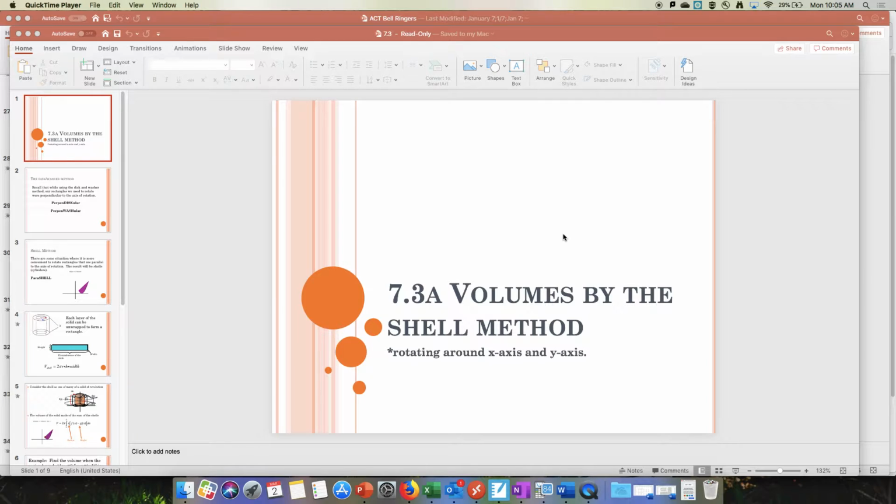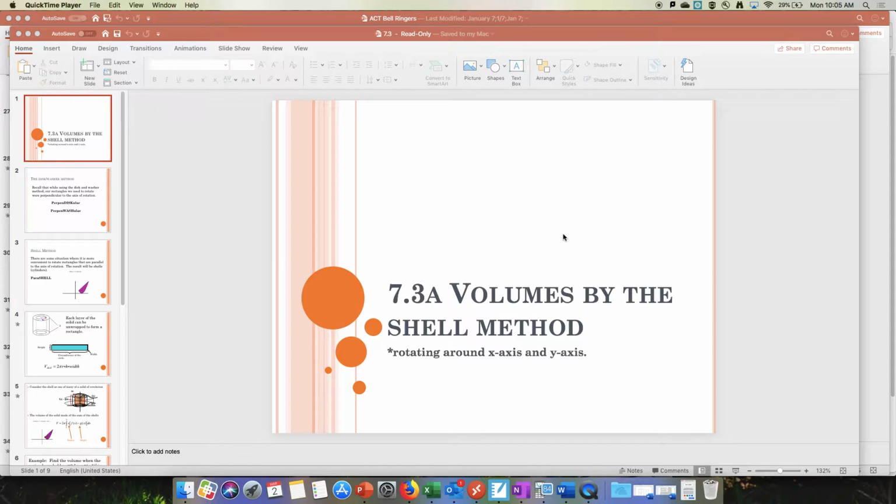We're going to learn what's called the shell method. We are going to be rotating around different axes to create three-dimensional solids, and we're going to find the volume. But now we just have a different method for it.